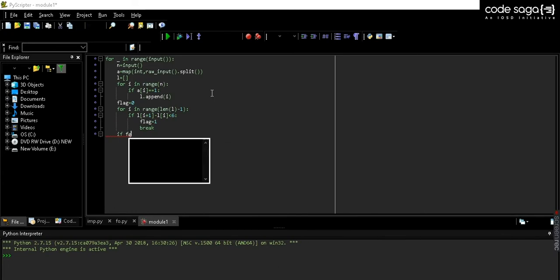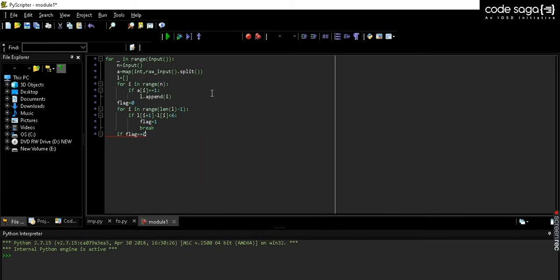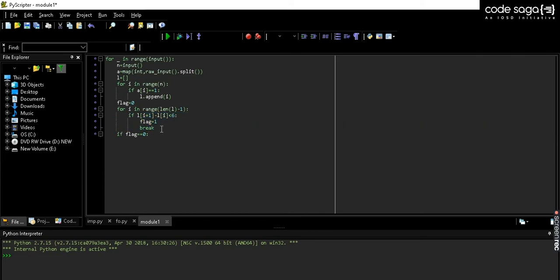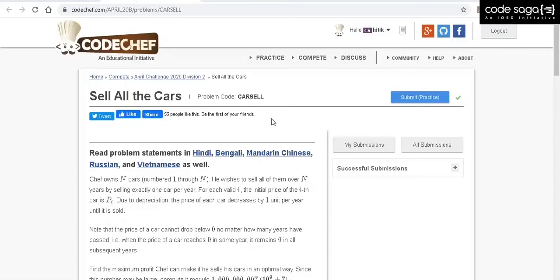Now if flag equal to 0, that is it never entered this if condition, that means that there are no ones that are less than 6 feet away from each other. What we'll do is we'll print yes, they're following the rules of the COVID pandemic, else we will print no, they're not following the rules. So yeah, a very simple approach to a very simple problem. I'll move on to the next one.